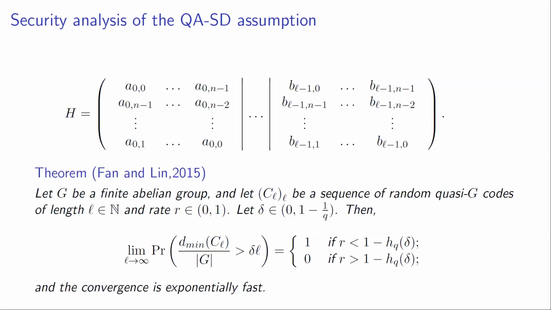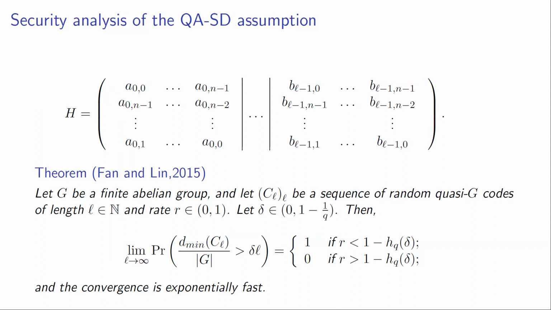Because of a result of Fan and Lin of 2015, which says that if you have a sequence of Quasi-G codes whose number of blocks L is going to infinity, then the minimal distance is also growing linearly. So this is an asymptotic result, as is often the case in coding theory, but it gives you some insight into what we want.